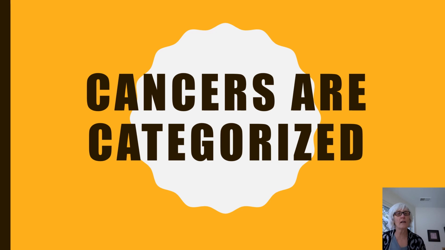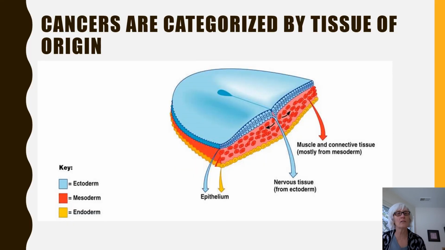Cancers are categorized, and in general, cancers are categorized by their tissue of origin. So remember when we were talking about human development, we said that one of the first things to happen as we transition from a morula into a blastocyst is we generate different cell layers. Ultimately, the human embryo divides itself into three separate layers: the ectoderm, the endoderm, and the mesoderm.